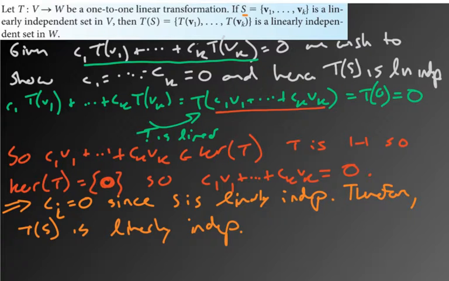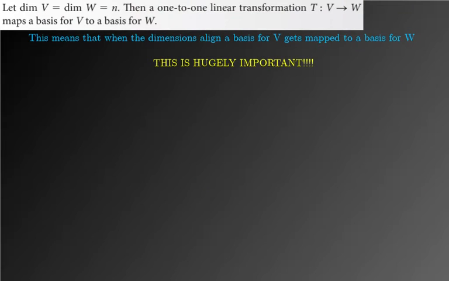That would prove that if you have a linearly independent set in V and you take T of it, given a one-to-one linear transformation, then your output T of S will also be linearly independent, which is going to be very useful for this.